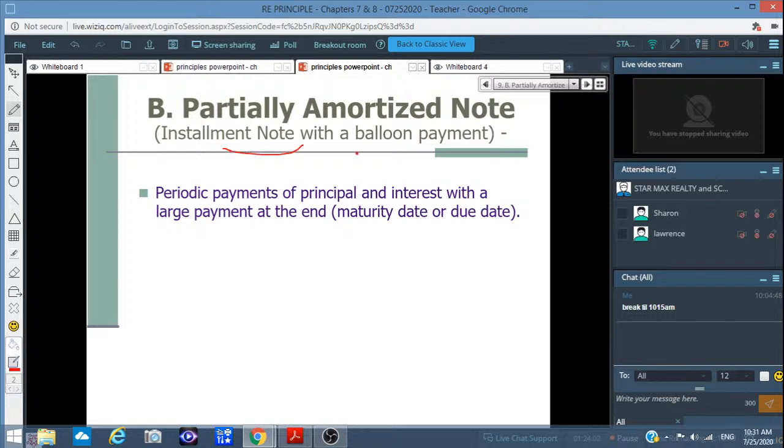Partially amortized note, okay? So, an installment note with a balloon payment. 这个呢，你就有连本带利的给一些回去，但是后面呢还是要还那个本。So periodic payments of principal and interest, with a large payment at the end, the maturity date or due date.